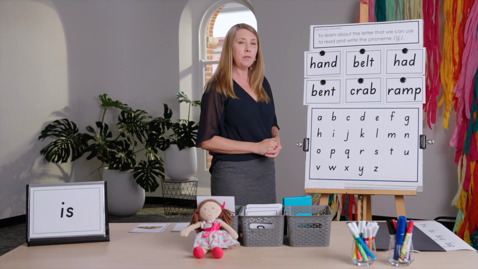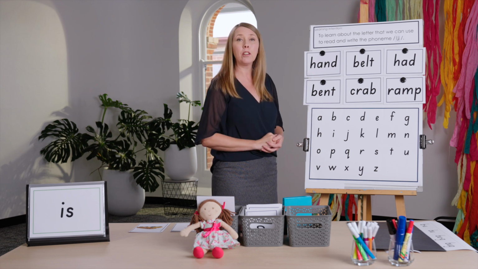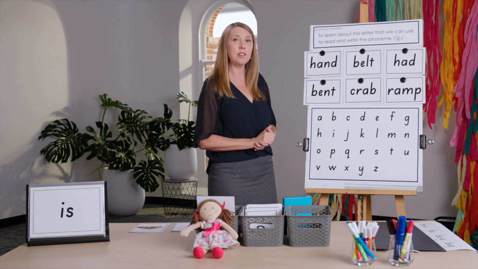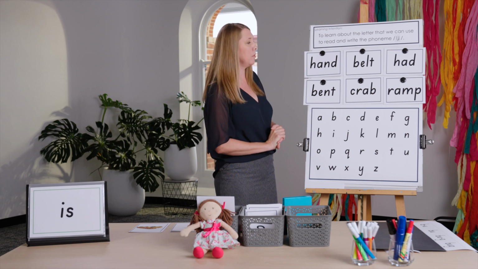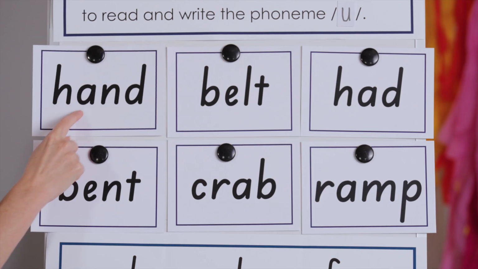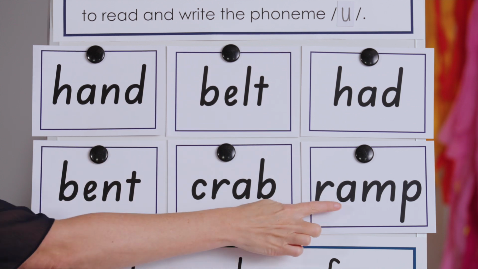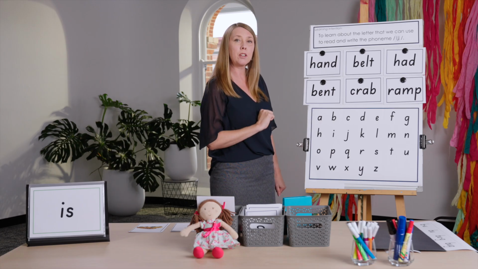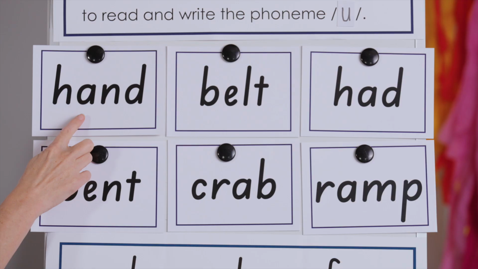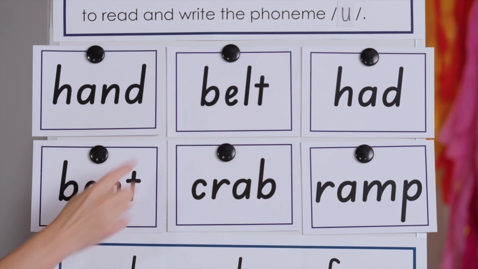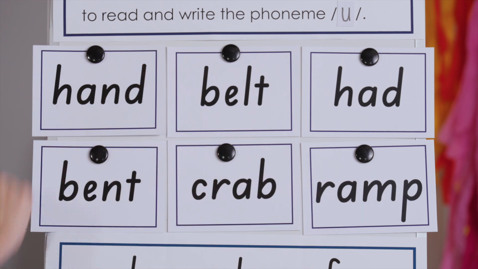Let's read them again from the beginning, but this time we're going to read them as whole words. We won't sound them out, we're just going to read them as whole words. Are you ready? Hand, belt, had, bent, crab, ramp. Let's do it one more time and see if we can do it a little bit faster. Hand, belt, had, bent, crab, ramp.